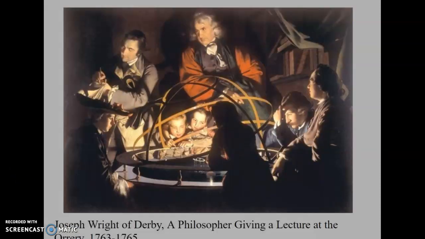Other Enlightenment painters show us the scientific parts of the movement more directly. So the work of Joseph Wright of Derby is from England, and Joseph Wright is primarily a painter who works for those new industrialists, that new class of people that I mentioned in talking about Hogarth's work. And industrialists were particularly prominent in England.